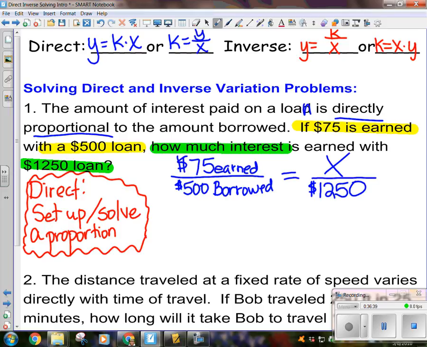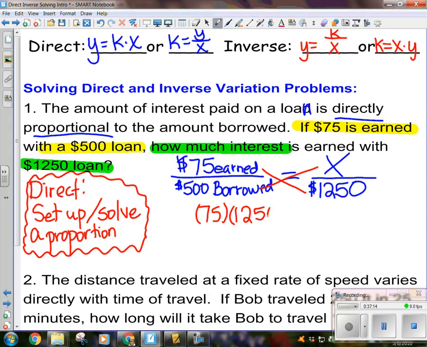Now remember, this is supposed to be directly. So if I borrow $500, I'm going to pay $75 back. Am I borrowing more money? So this time if I borrow $1,250, what do I expect to happen with my earned interest? Should go up. Okay. Does anybody remember how to crisscross and multiply? And I suggest that you type this in your calculator one time. So let's completely multiply and divide and type it in one time because that's the most efficient way to do it. Multiply what? 75 times what?